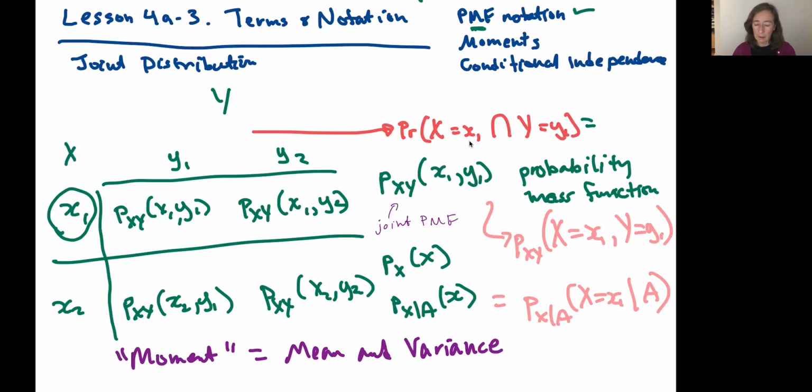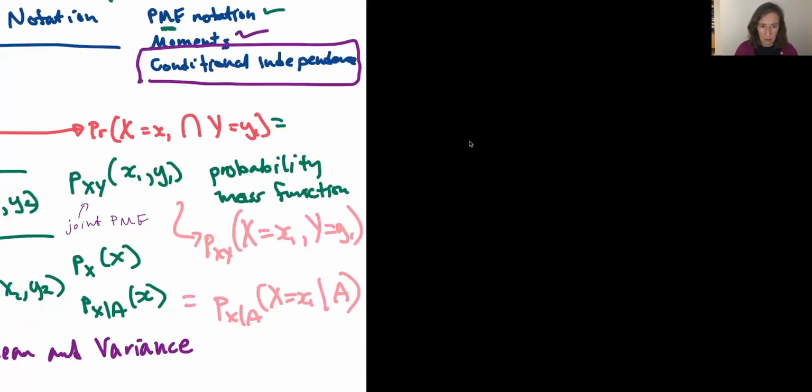All right, so we've covered PMF notation and what moments mean. The one new idea I want to talk about here is conditional independence. So let's go to a new page for that. Actually, before I talk about conditional independence, let's talk about independence in the context of random variables, using the PMF notation to remind ourselves of what independence means. Okay, so regular independence here.